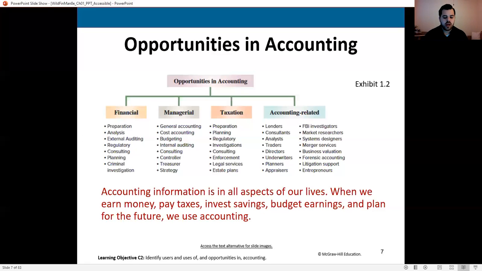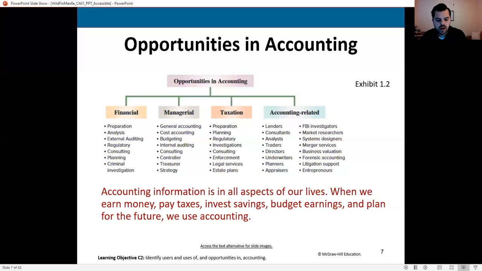Further down the line, you'll actually deal with taxation. So when we talk about taxation, we're looking at how we prepare tax returns, not just for individuals, but also for organizations. So not just your basic 1040, but we might actually look at things like an 1120 and 1120S, all of those types of things and many others.